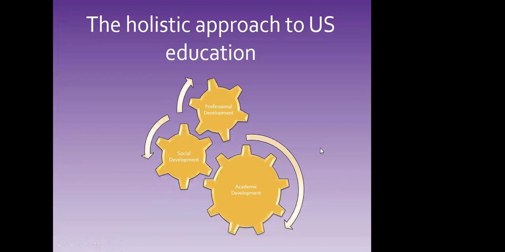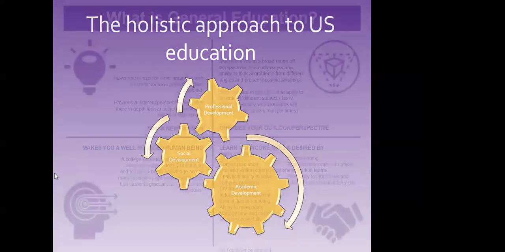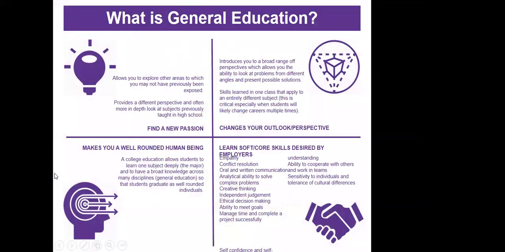So we'd like to start with just an explanation of the holistic approach to U.S. education. And I guess I'll start and everyone can pitch in as they see fit. So in the U.S., we really focus on 3 areas of development while you're a student, and those all happen simultaneously. So of course you have your academic development in your classes, and then you're also encouraged to pursue social development and professional development. And those will all make you into a well-rounded student. And I'm going to let the academic advisors take over on explaining general education and the benefits of general education.